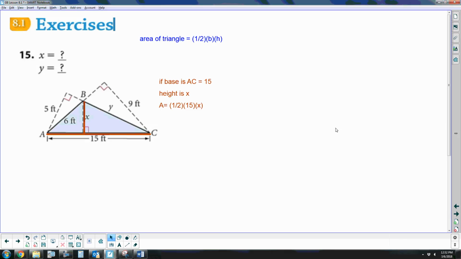But we don't know the area, and we don't know x. So this formula, area equals 1/2 15x, doesn't really help us. We're going to leave it because we're going to show everything that we know, but with just this formula, we cannot solve for area or x. So let's look at something else we know.